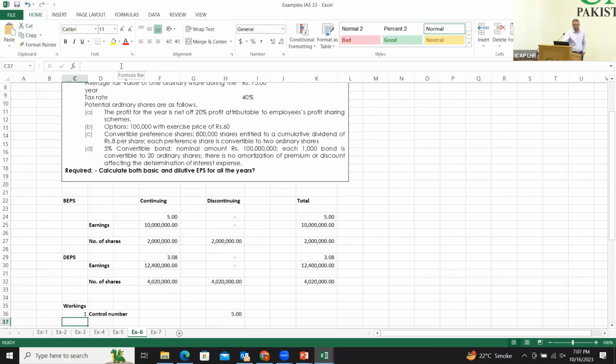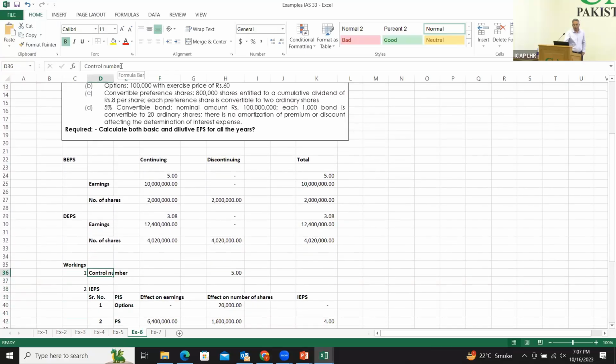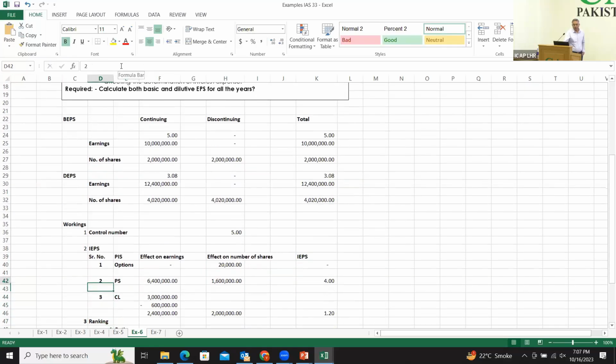So first of all, the first step is our control number. Control number is the number from where we want to calculate the dilution, and that is 5, which is your basic EPS from continuing operations. And then we have different types of potentially issuable shares.